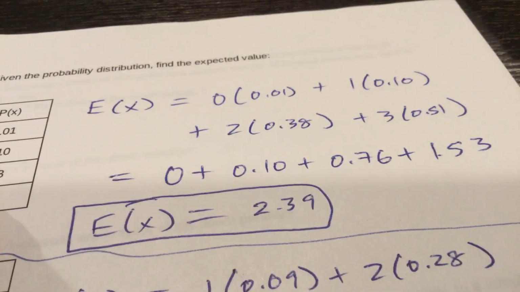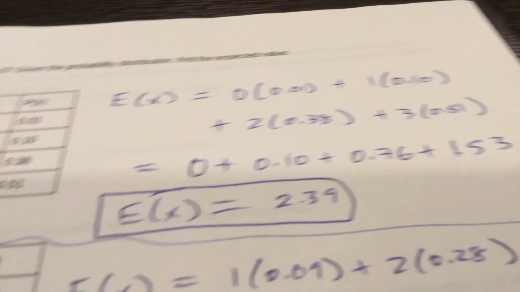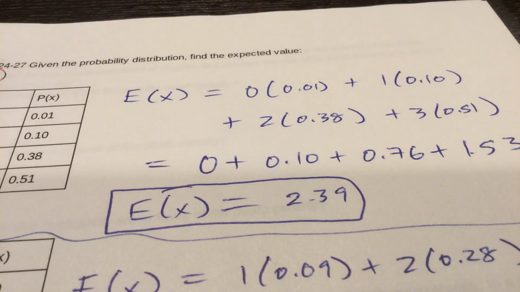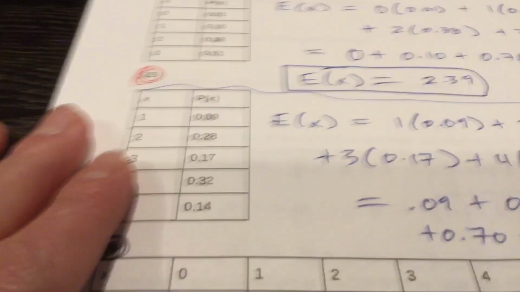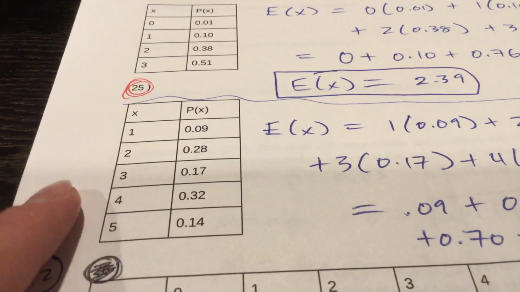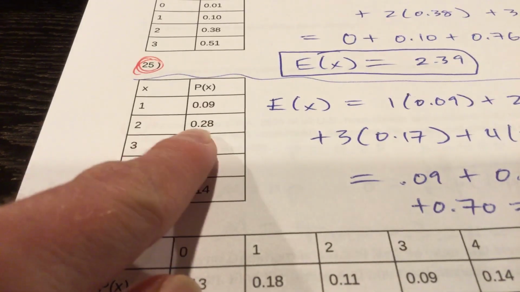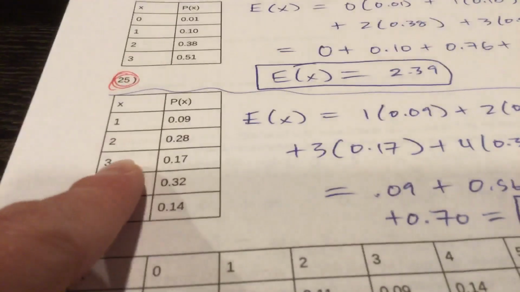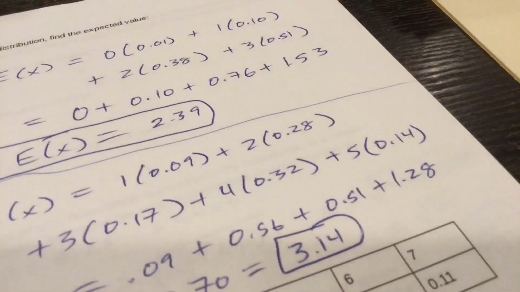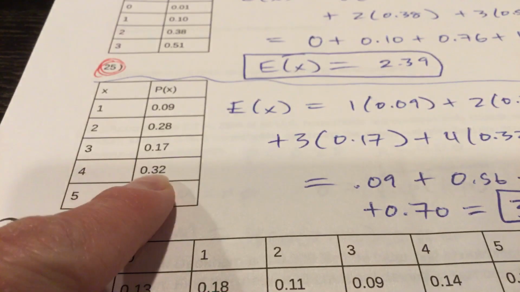Then, do show that arithmetic. Expected value of x would be 2.39. All right, this next one, the expected value of x would be 1 times its probability plus 2 times its probability plus 3 times its probability plus 4 times its probability plus 5 times its probability.